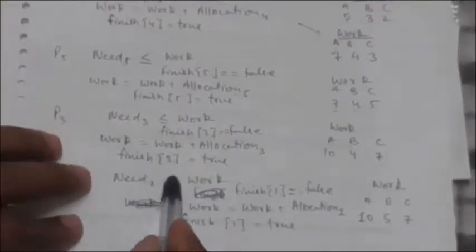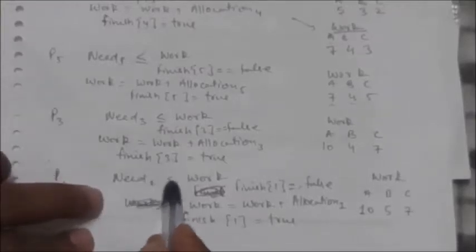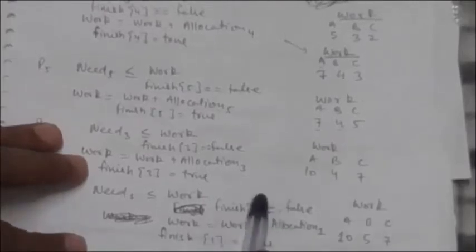Now again we have to repeat the second step of algorithm. We have to find the index I such that need I is less than or equal to work and finish I is equal to false. So now these two conditions can be satisfied only by the index 1. You can see that first row of need matrix, its value is 7 4 3. So this value satisfies the condition that need 1 is less than or equal to work, and value in finish vector at index 1 is false. So both the conditions are satisfied.